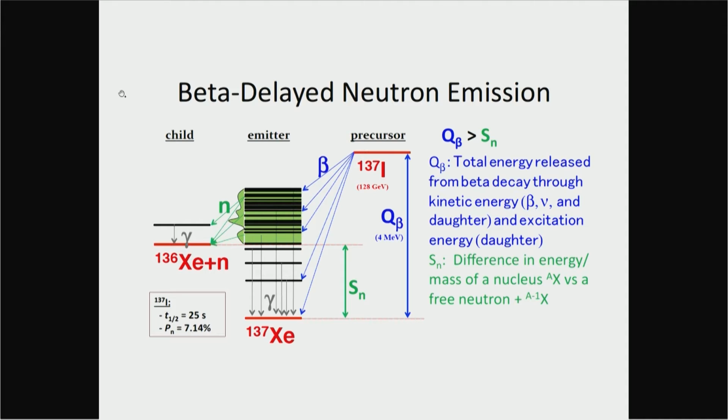So what happens is our nucleus decays. We can decay to an energy in our daughter nucleus above the neutron separation energy. When that happens, we can emit a neutron instead of emitting our gammas. That is beta-delayed neutron emission. You can only emit the neutron after you've emitted the beta.